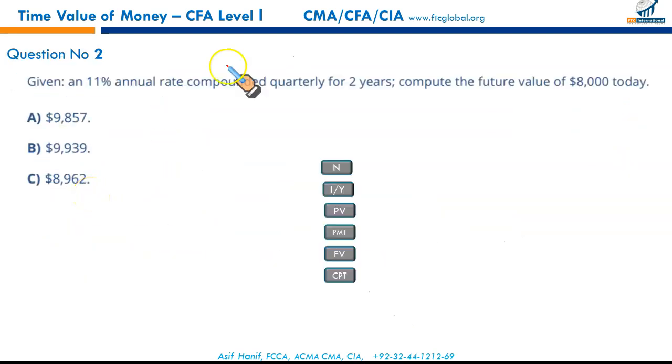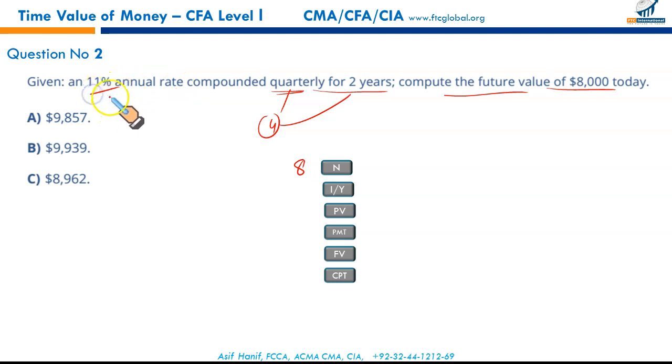Next question, given 11% compounding quarterly for 2 years, compute the future value of 8,000 today. We just have to make sure that we extract the information correctly, and the rest would be done by your BA II Plus. How many periods are there? Quarterly. In 1 year there are 4 quarters, so in 2 years there will be a total of 8 quarters. The periods are 8. If the periods are in quarters, the interest has to be converted to quarters as well. So dividing 11 by 4 gives you 2.75.